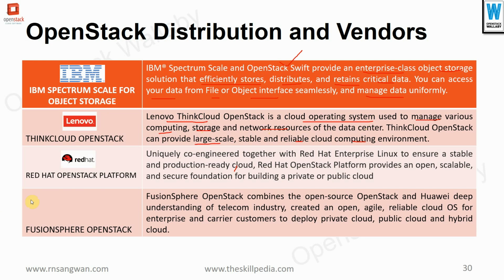Then Red Hat has its own flavor, Red Hat OpenStack Platform, uniquely co-engineered together with Red Hat Enterprise Linux to ensure a stable and production-ready cloud. Red Hat OpenStack Platform provides an open, scalable, and secure foundation for building a private or public cloud. Then we have FusionSphere from Huawei. FusionSphere OpenStack combines the open source stack and Huawei's deep understanding of the telecom industry, creating an open, agile, reliable cloud operating system for enterprise and carrier customers to deploy private cloud, public cloud, and hybrid cloud. So these are some of the vendors offering their own packaged solutions from OpenStack.